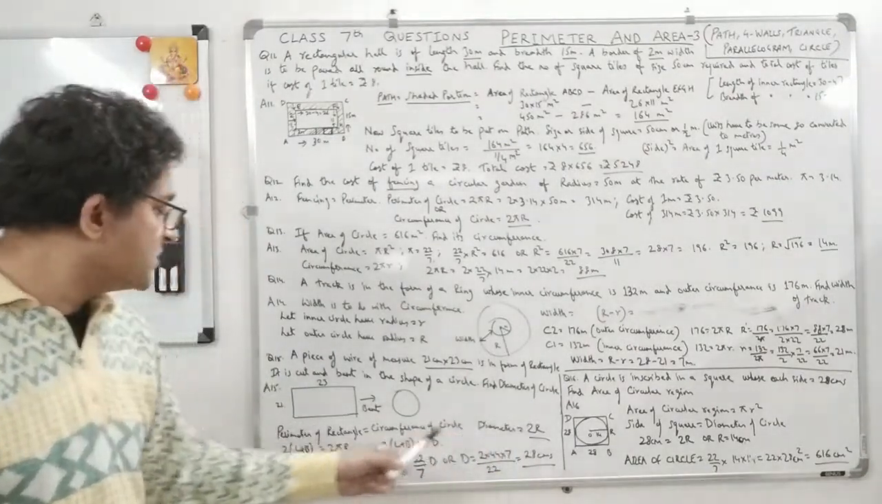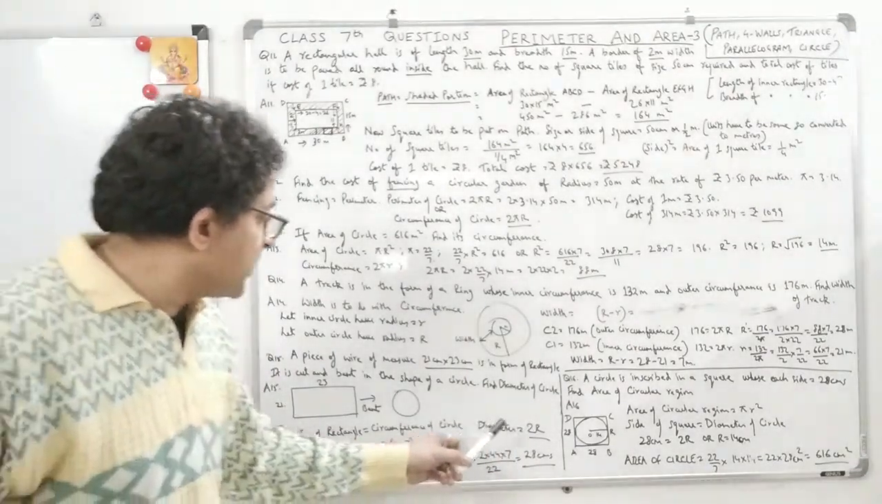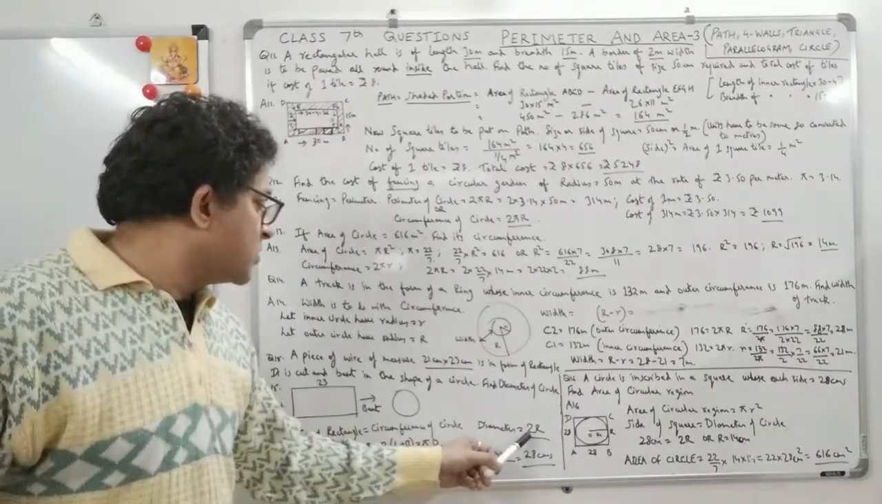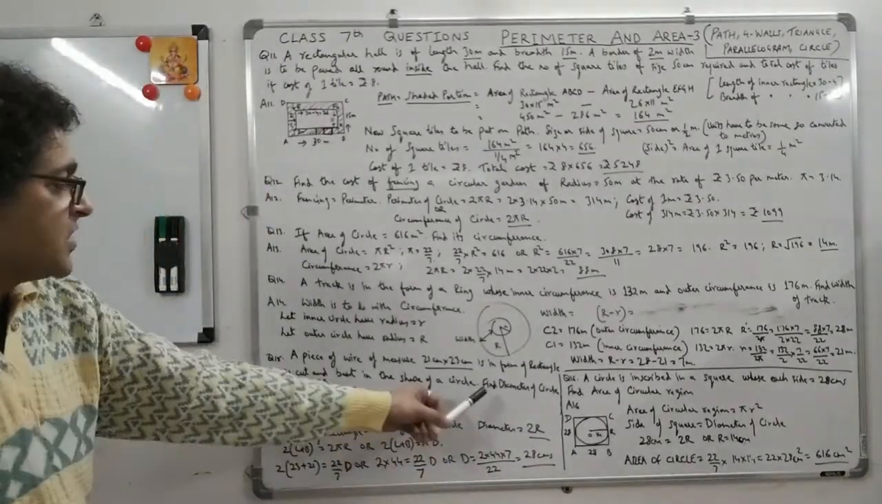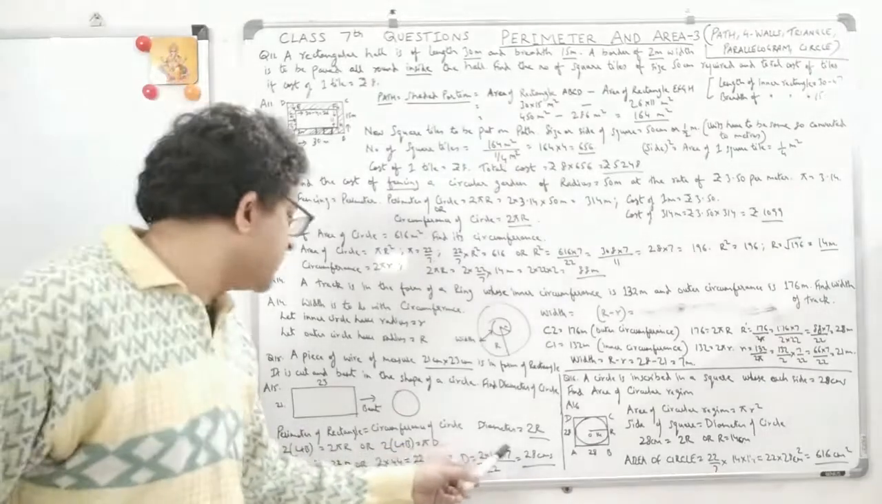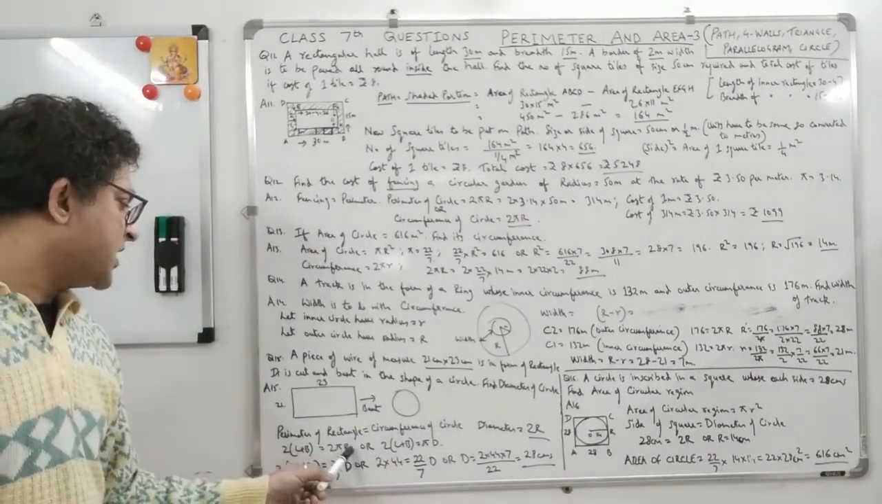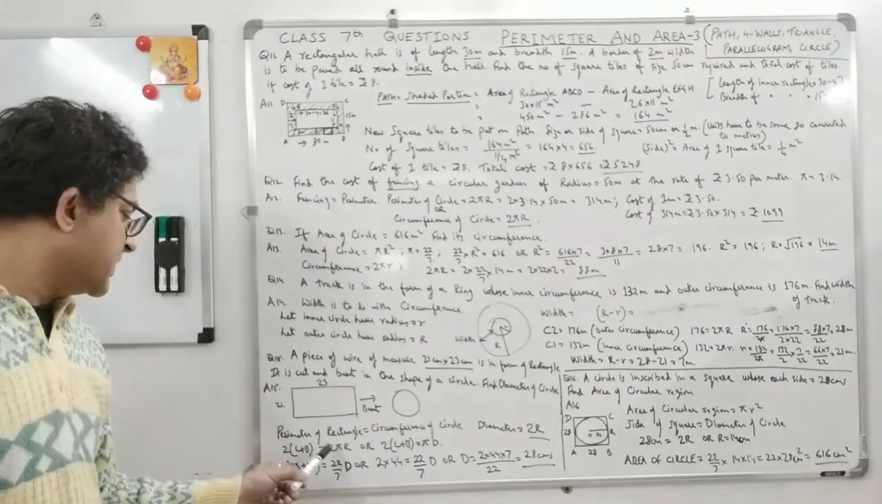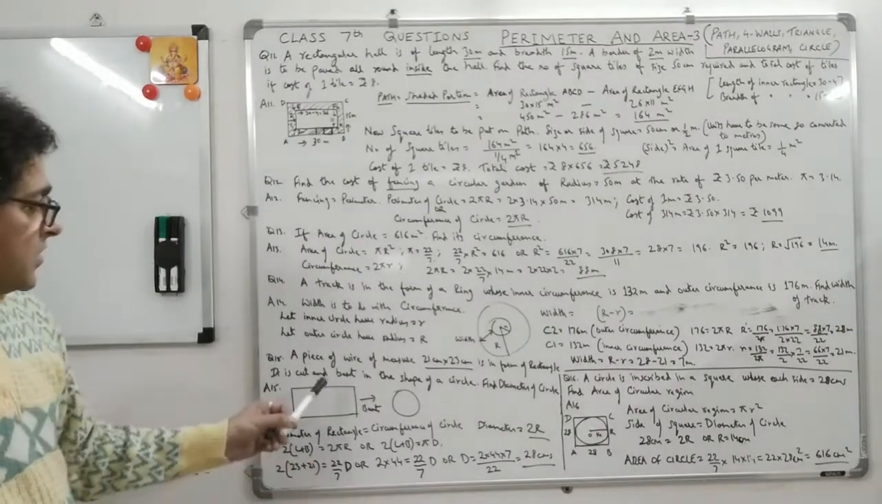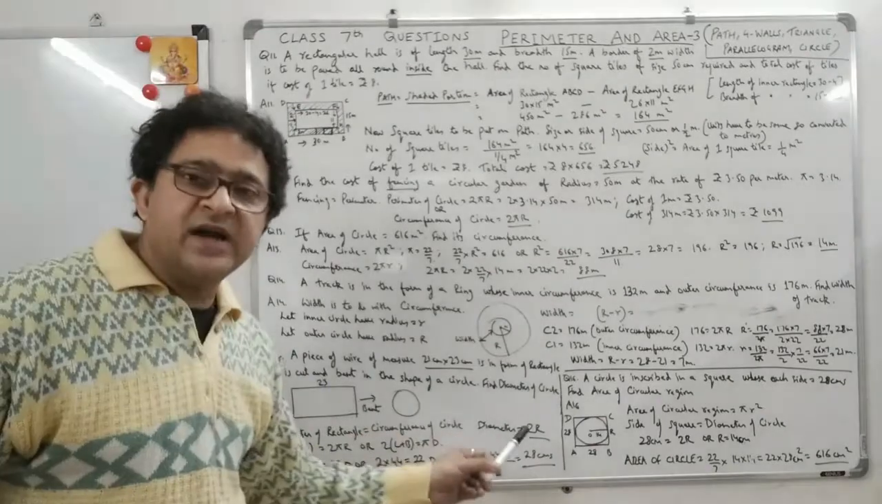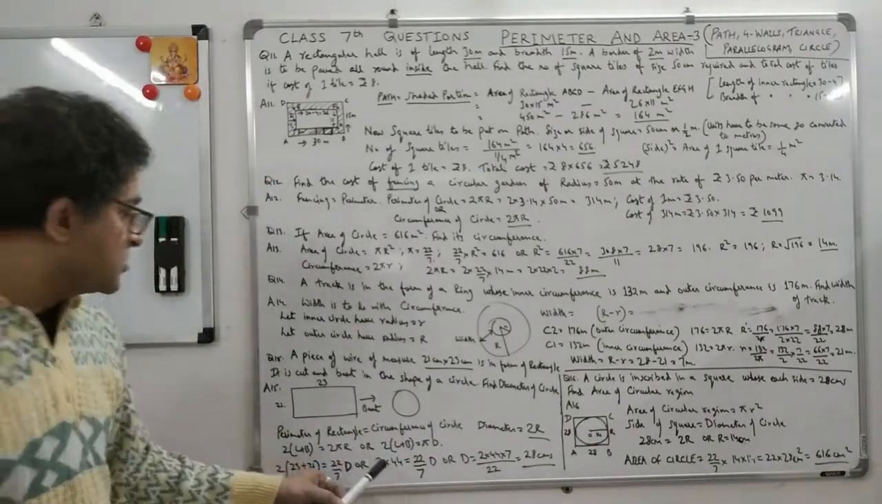So why do we use this? Because the circumference is also 2 pi r or pi d. 2r is d, because we have to calculate the diameter. Instead of 2r, I am putting d, so it becomes pi d. So even the circumference of the circle you can also put as pi d, right? So pi into d.